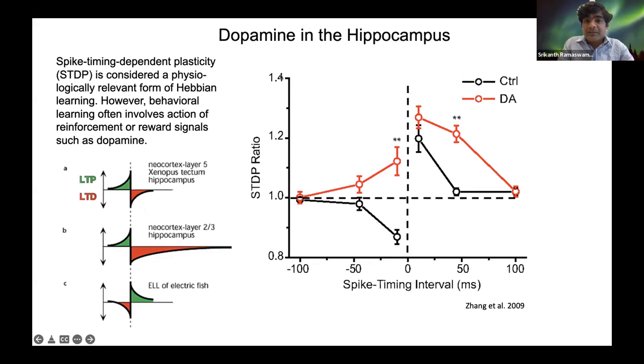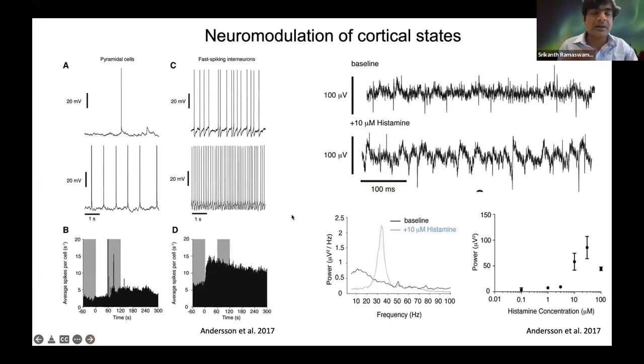For example, here, this is the famous STDP window between neurons in the hippocampus. And in black is the so-called control condition, where if a presynaptic cell fires before a postsynaptic cell, then there's potentiation. And if it fires after, then there's depression. But if you add dopamine into the bath while doing these experiments, then that's really going to modify this time window for the induction of STDP. Not just dopamine, pretty much every neuromodulator would do that depending on what brain region it's acting on.